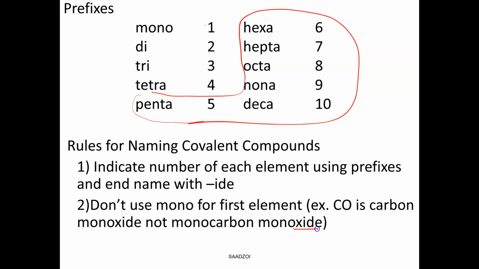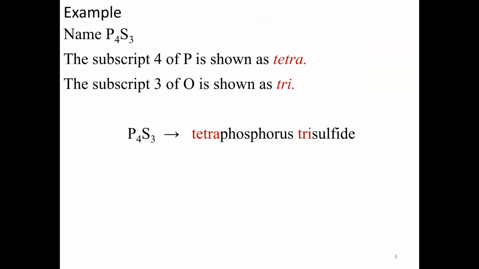Also, notice the ending, IDE, not INE. Just like ionic compounds, you have to end the second element in IDE in this situation, because there's no polyatomic ions. But remember, for ionic compounds, you could have IDE, ATE, or ITE, depending on if there's a polyatomic ion. Here, there's no polyatomic ions. So you're always going to end in IDE, always. All right, so here's an example, P4S3. All you have to do is write what you see.